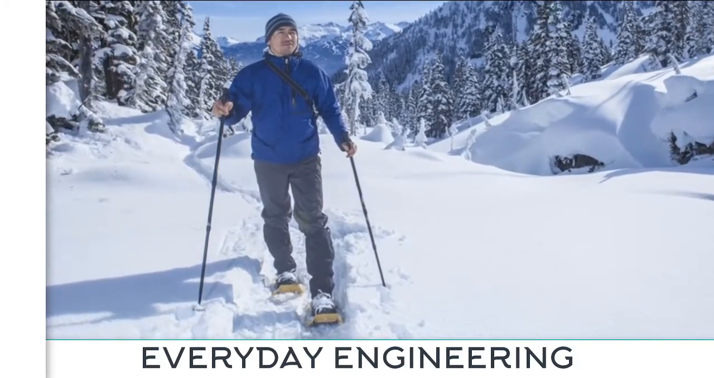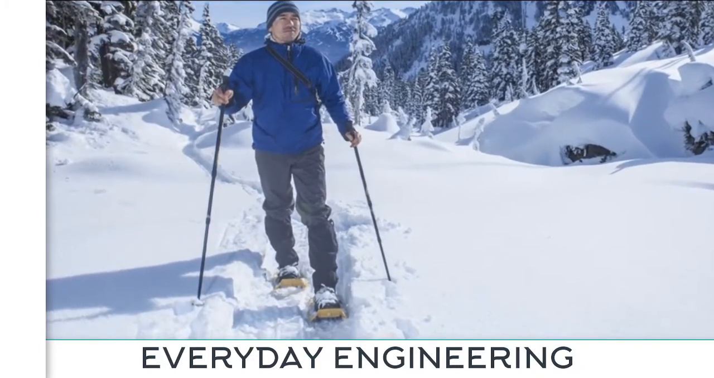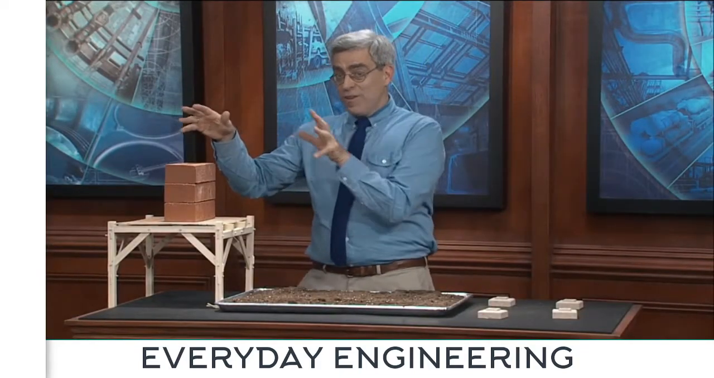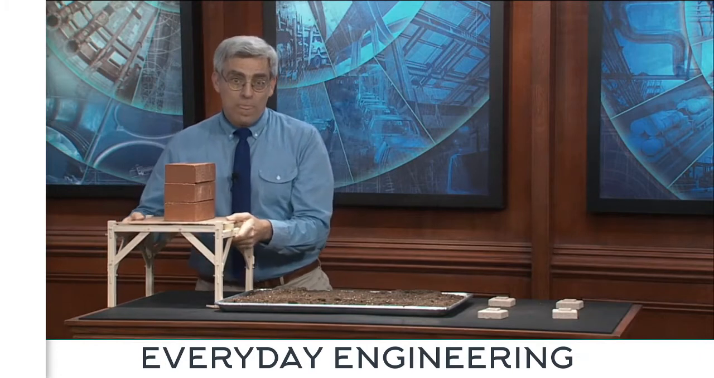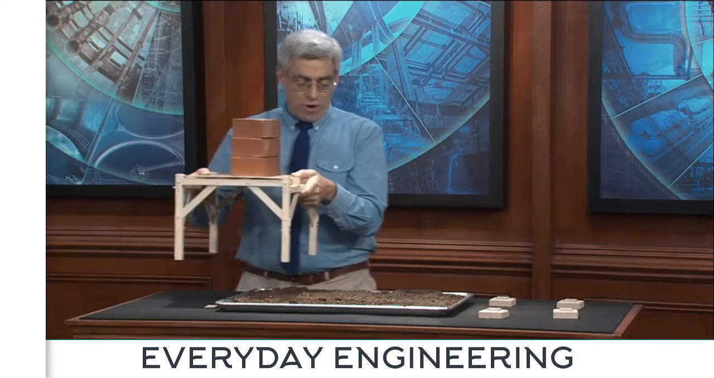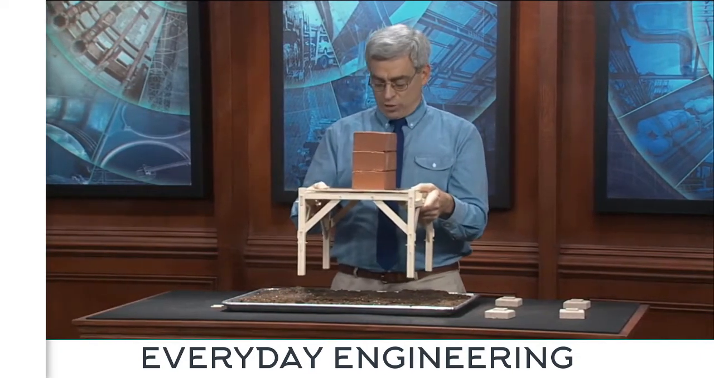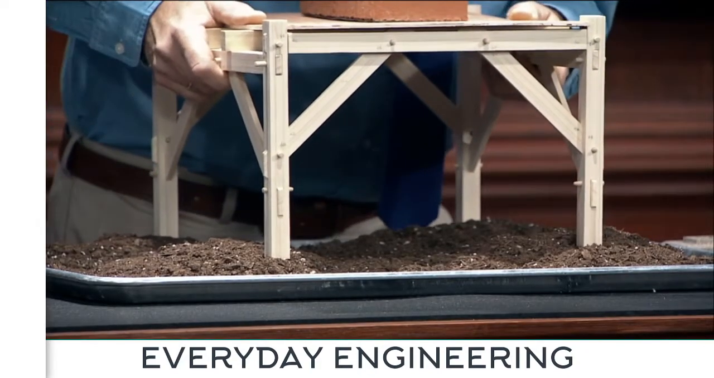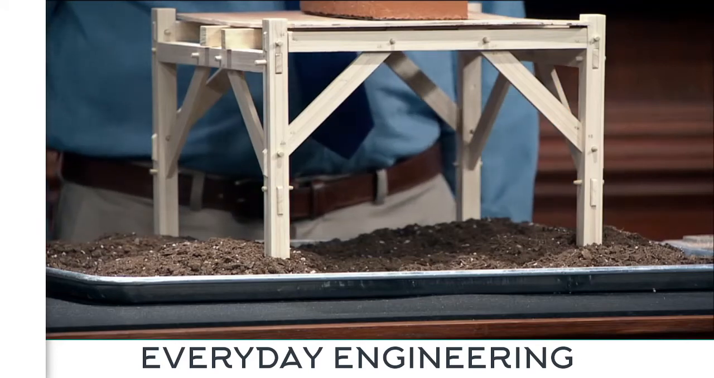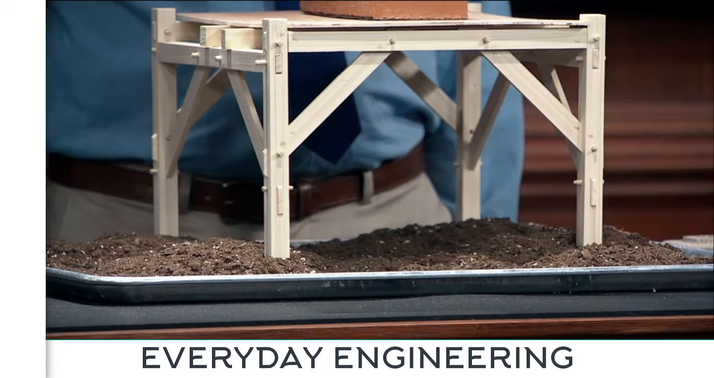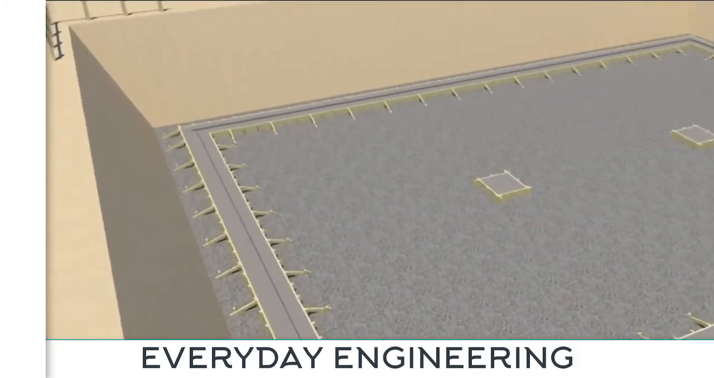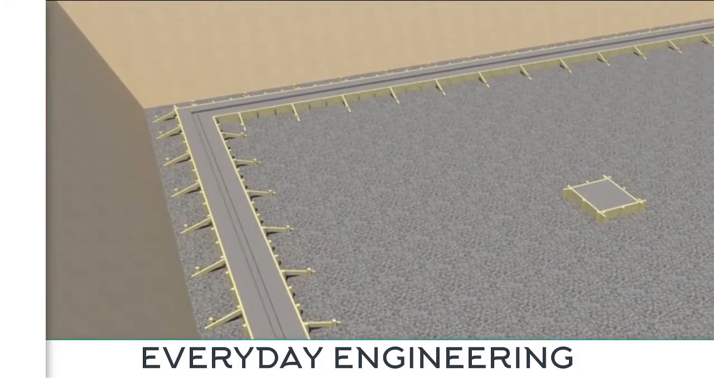And just as feet without snowshoes sink deeply into a snowbank, watch what happens when I place this structure onto the soil with its columns bearing directly on the soil rather than transmitting load through footings. As you can see, the columns sink deeply into the soil. Even as we speak, the footings below your home are preventing this from happening.